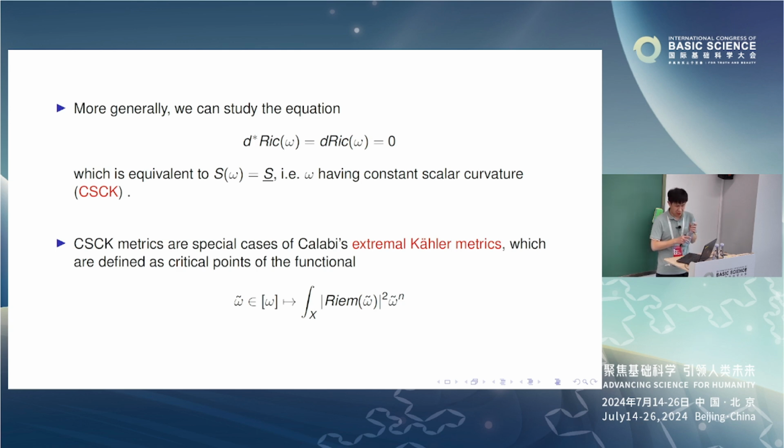Even more generally, the cscK metrics are special cases of a class of metrics called extremal Kahler metrics, introduced by Calabi. These are defined as critical points of a functional. You work in the space of Kahler forms in a fixed cohomology class, you take the L2 norm of the Riemann curvature tensor, and you try to minimize this. I think this was Calabi's original motivation. This is the analog of the Yang-Mills functional for Kahler metrics.